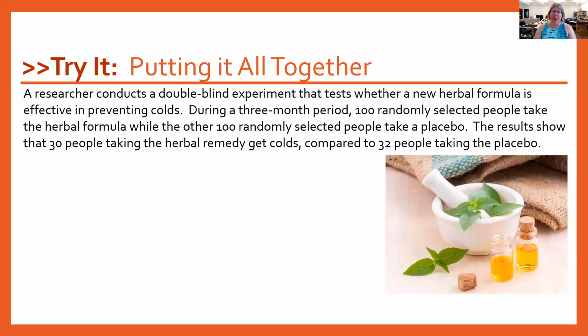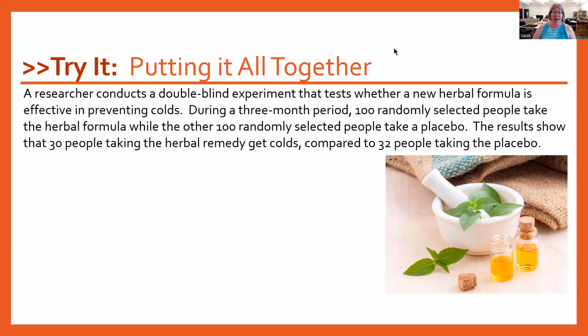Let's take a look at one last example that ties together everything we've learned in this chapter. A researcher conducts a double-blind experiment that tests whether a new herbal formula is effective in preventing colds. During the 3-month period, 100 randomly selected people take the herbal formula, while the other 100 randomly selected people take a placebo. The results show that 30 people taking the herbal remedy get colds compared to 32 people taking the placebo.